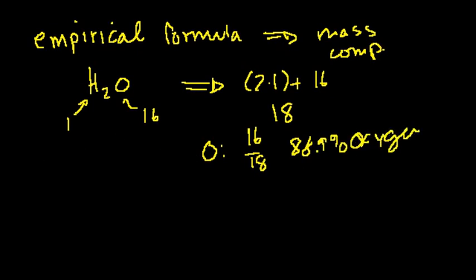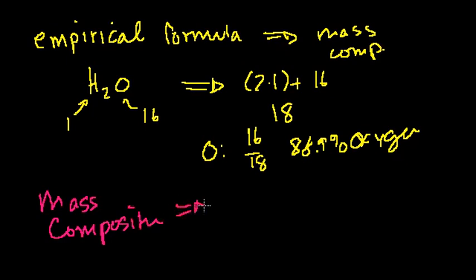So now let's see if we can go the other way. Let's see if we could start with mass composition, the percent composition of the different elements, and then go to empirical formula. And I think in the first video I made I spelled empirical wrong, which is good reason for me not to do spelling videos. It's spelled with an I. Empirical formula.